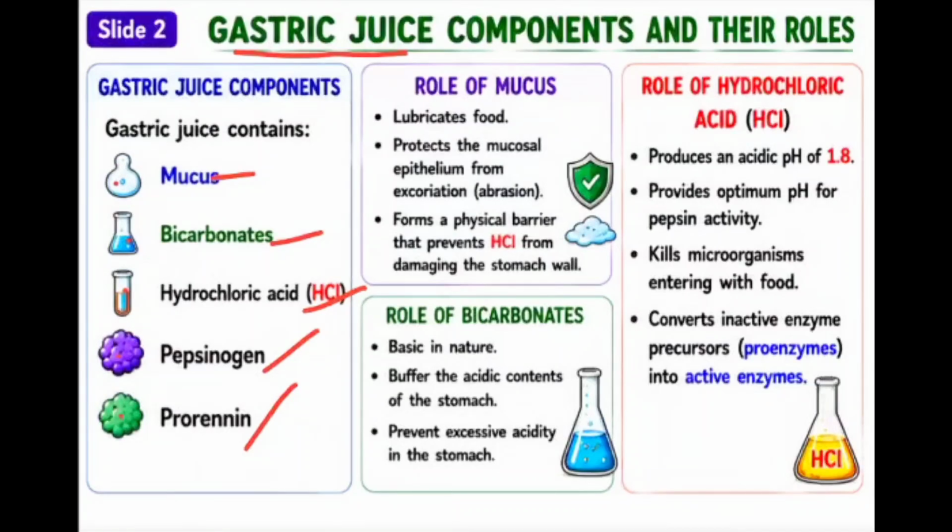First, let us discuss the role of mucus. The stomach produces a strong acid capable of digesting food. But a question arises. If acid is so powerful, why doesn't it digest the stomach itself? The answer is mucus. Mucus forms a protective coating on the inner wall of the stomach and it lubricates the food and protects the stomach lining from damage caused by acid and digestive enzymes. In simple words, mucus acts like a protective shield.